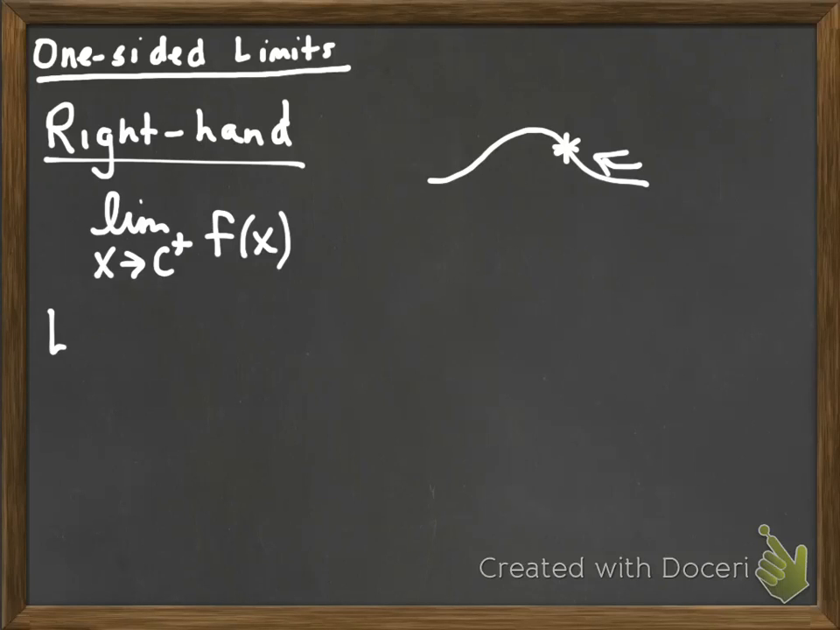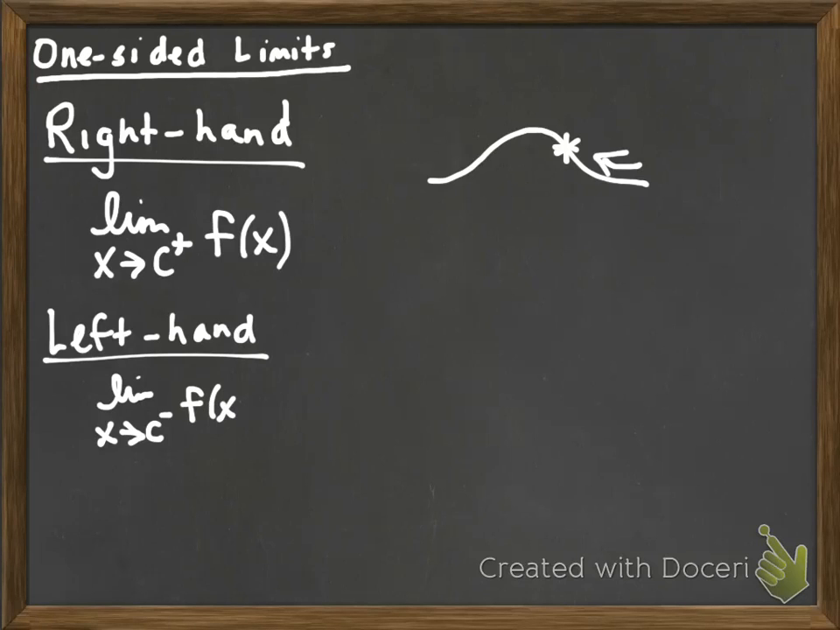Obviously, if there's a right hand, there has to be a left hand. What will be the difference in the notation? That's right. We'll have a little negative sign there. So the limit as x approaches c from the left of f of x. Same thing. It's called the left-hand limit because I'm coming from the left, but I am moving to the right. Does that make sense? Okay. And hopefully by way of examples, this will be clearer.